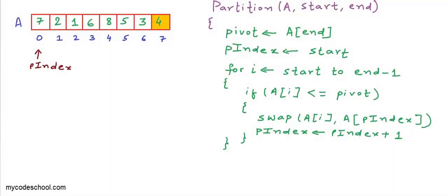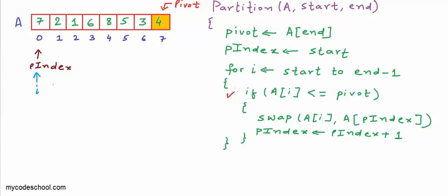With this much of code, let's quickly see what will happen if we try to partition this array that we are showing on the left here. We will pass this array. Start index will be 0, end index will be 7, so 4 will be the pivot. P index will initially be 0. Now the idea is to push all the elements lesser than the pivot to the left of P index. We will start the for loop with I equals 0.